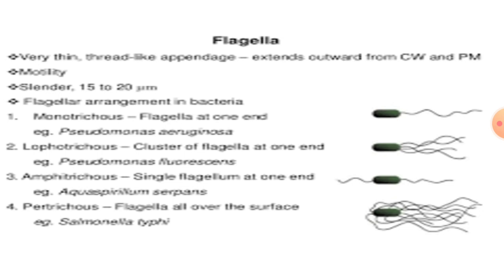In eukaryotic organisms, the flagella show a 9+2 arrangement of microtubules. The 9+2 arrangement of microtubules cannot be seen in bacterial flagella.